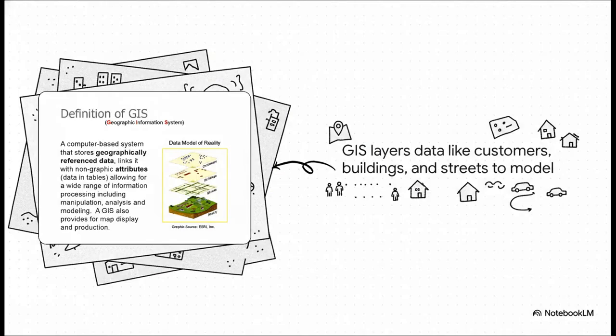And this image, it's the perfect way to visualize it. I want you to imagine you're holding a stack of clear plastic sheets. On one sheet, you've drawn all the roads. On another, all the buildings. On a third, maybe where all your customers live. When you lay them all on top of each other, bam! Suddenly, you see patterns and relationships that were totally invisible before. That's the power of GIS.